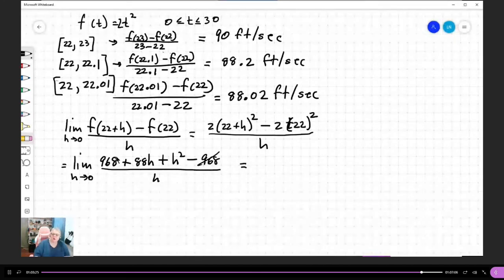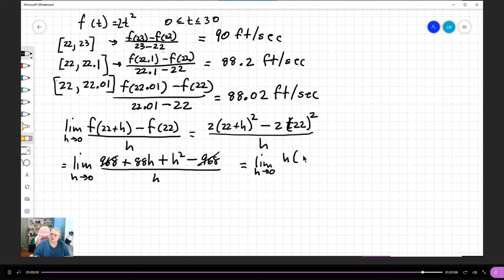Again, I've got a positive and a negative of those, and I can factor an h out of the numerator. So I get the limit as h goes to 0 of h times (88 plus 2h) over h, and then those h's go away, and when I take the limit as h goes to 0, I get 88.